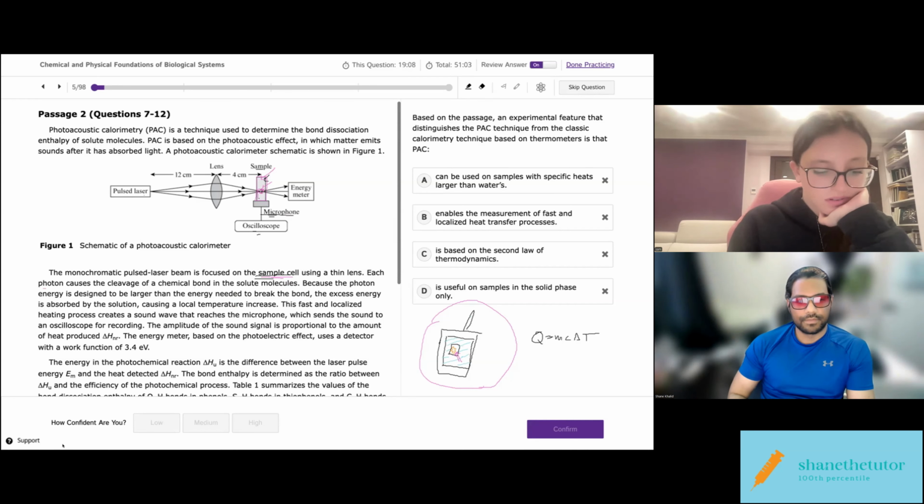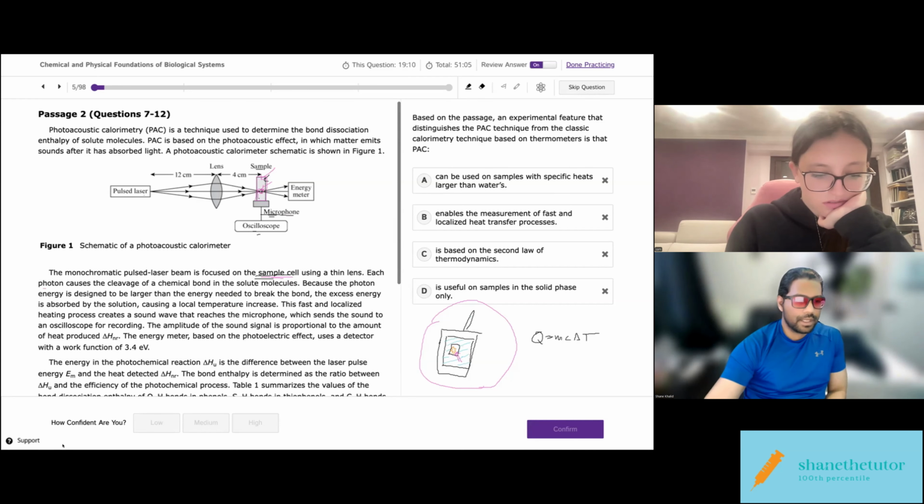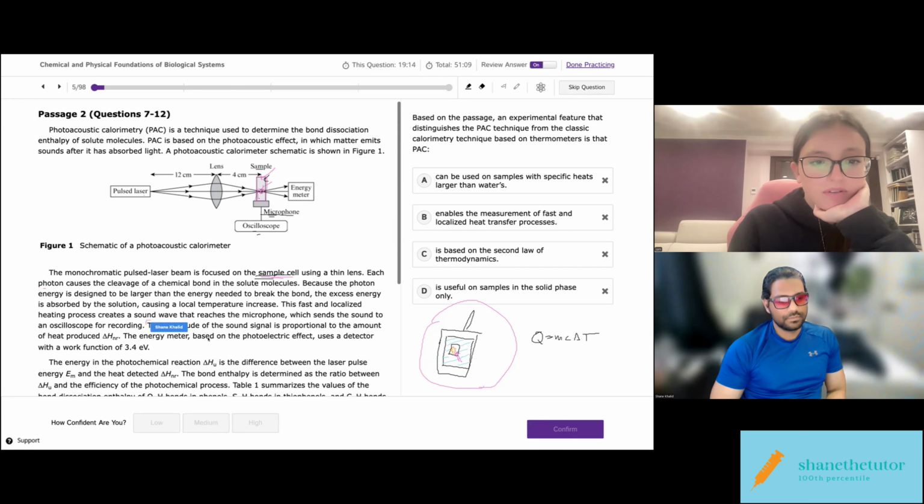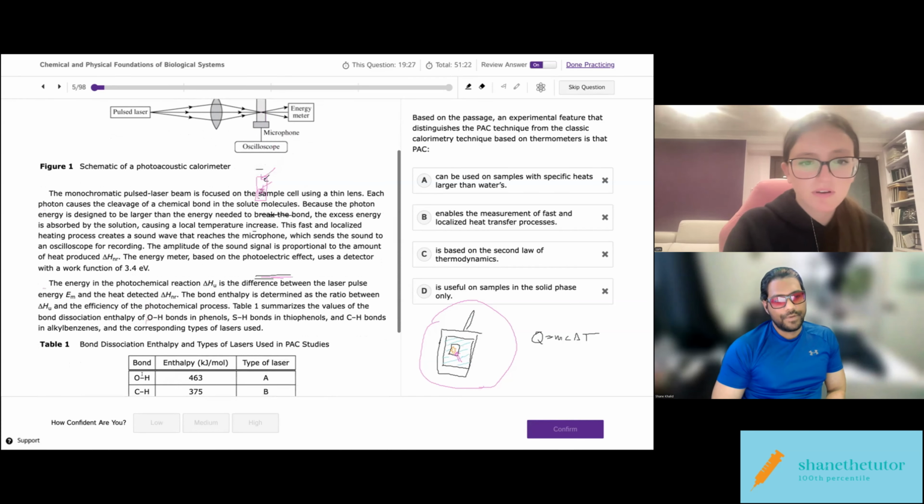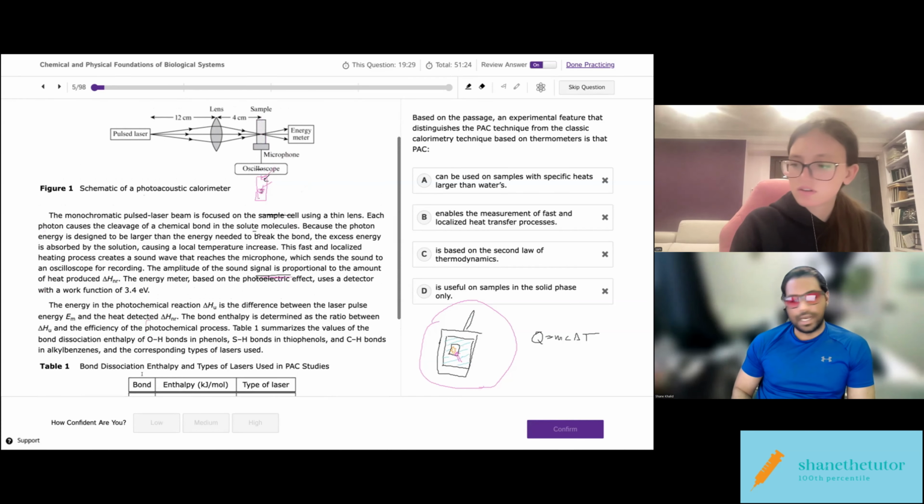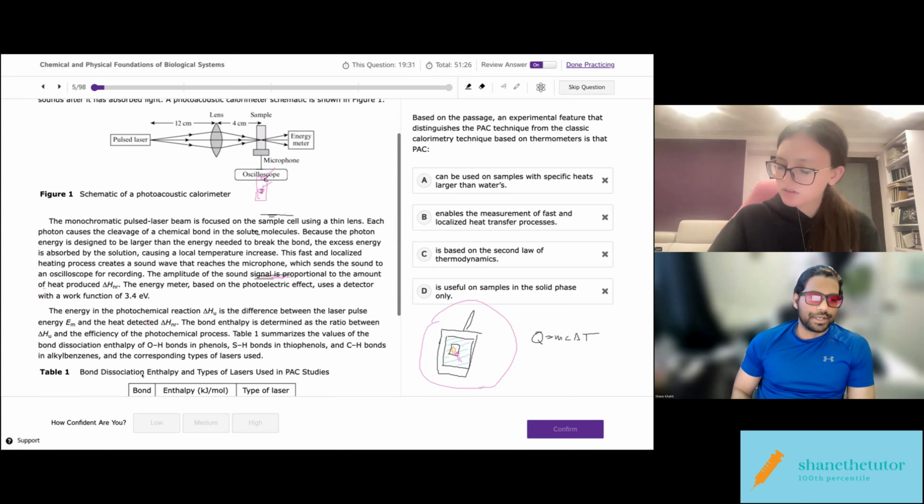Okay. So I think you're up to here. The amplitude of the sound signal is proportional to the amount of heat produced. The energy meter, based on the photoelectric effect, uses a detector with a work function of 3.4. All right, the photoelectric effect is a big high-yield topic.